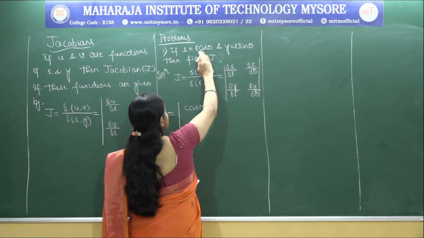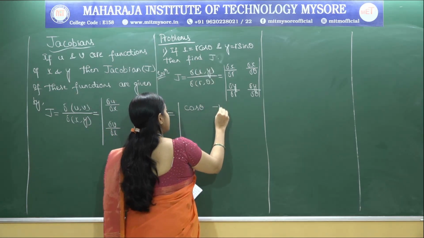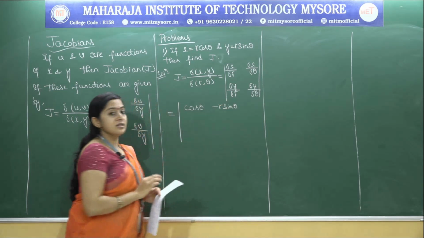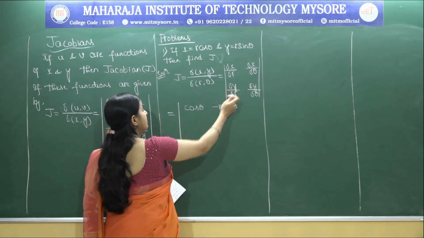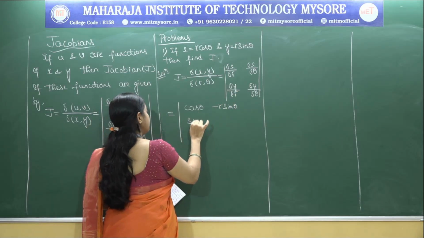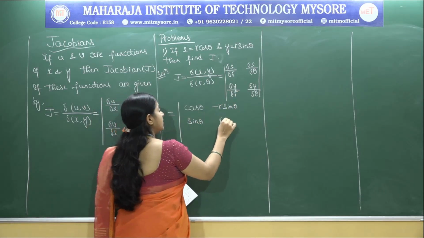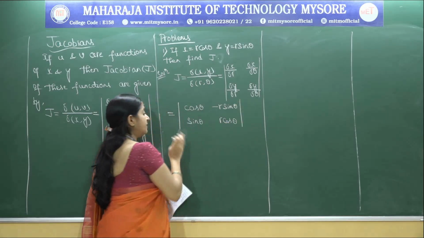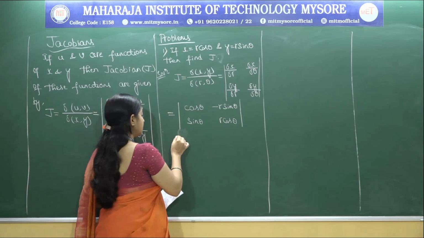Similarly, x with respect to theta, cos theta differentiation is minus sin theta, keep r as it is. Similarly, y with respect to r, it is sin theta, y with respect to theta, it is r cos theta. Then expand the determinant, you will get the answer.